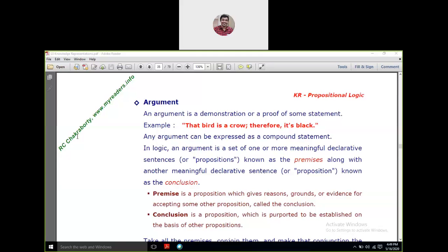Now there is one more thing that you're supposed to know. When can an argument be valid, right? What are the conditions for an argument to be valid? An argument has components like premise and conclusion, but under which cases is the argument valid?